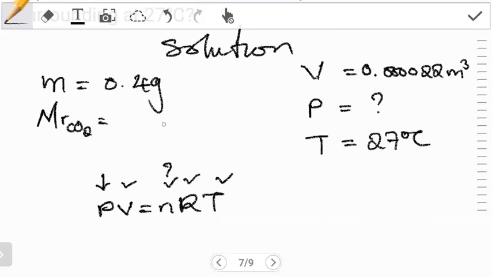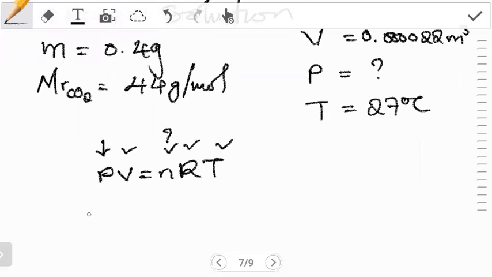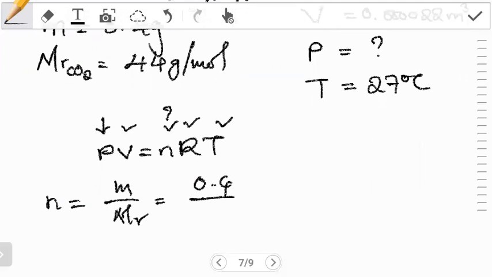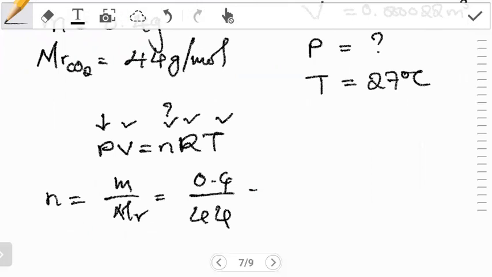And of course, you guys can use your chemistry. You should be able to see that the molar mass is going to come out as 44 grams per mole. Now, using this, we can then calculate the number of moles using the formula mass over molar mass. And then this is going to give us 0.4 divided by 44. And this gives us the number of moles as 0.0009090909, and so on, moles.